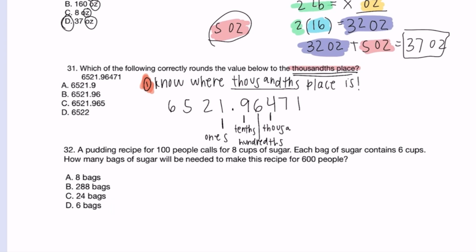Okay, since we're rounding here, we're going to look at what's behind that, and since it's a 7, we're always going to round up. If it's a 5 or above, we're going to round up. Okay, so since this is a 7, we're just going to round up.